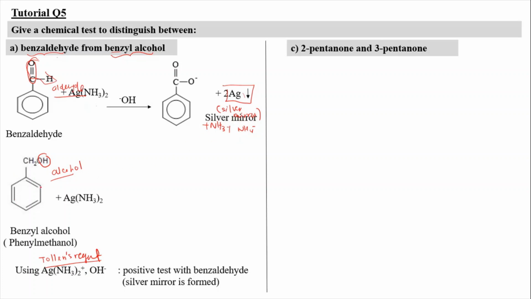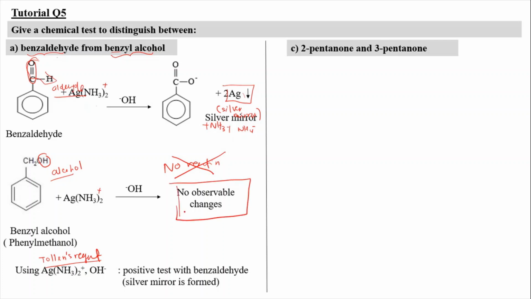Now for the alcohol, we're going to react it with the same reagent, which is the argentum diamine, Ag(NH3)2+, and it happens in basic condition. And this is not going to react. So we can say that there are no observable changes. Okay, do not write no reaction. Please write no observable changes, because we are doing the identification test, so we need to depend on the observation. So if there is no change, we say that no observable changes instead of no reaction.